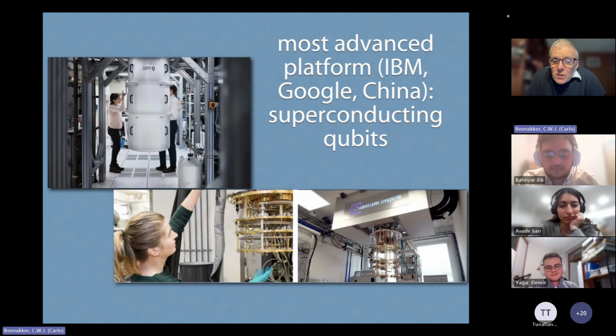IBM has one of these platforms. It's called Quantum Experience. Google has its own platform, which it doesn't open up to the public. China has a very elaborate platform, which probably is also not open for the public. These are the three players which I think have the most qubits at this moment.